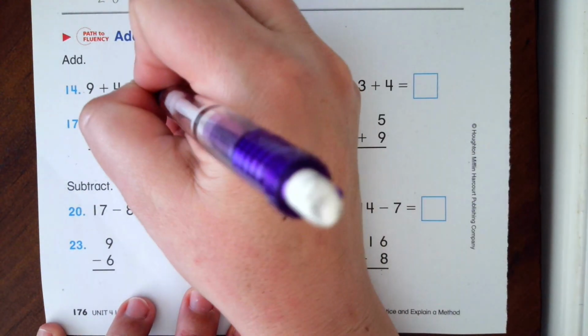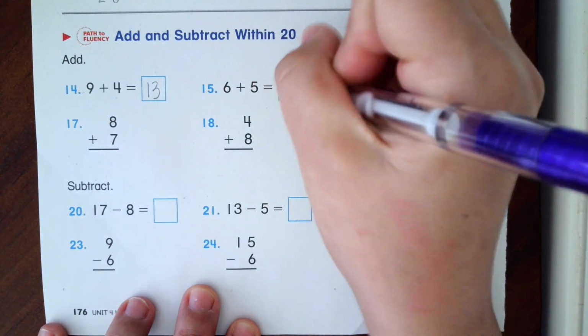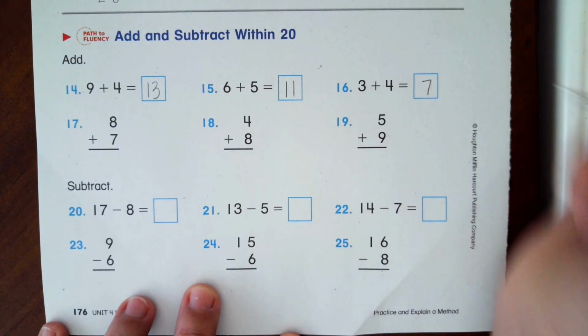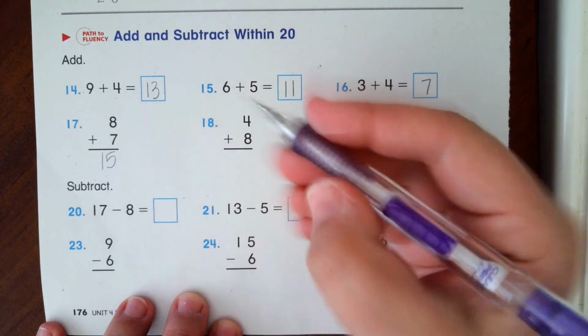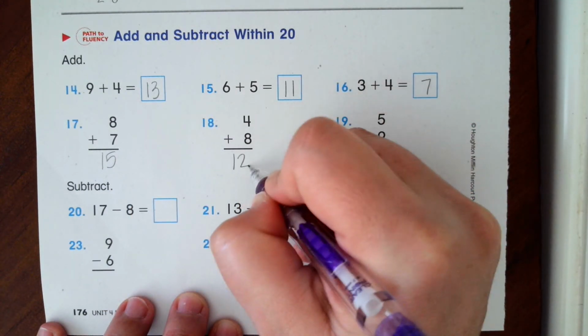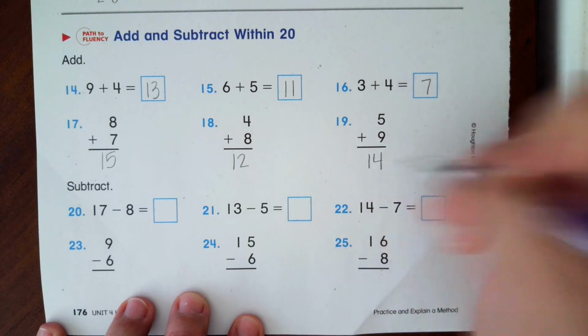9 plus 4 is 13. 6 plus 5 is 11. 3 plus 4 is 7. 8 plus 7 is 15. 4 plus 8 is 12. 5 plus 9 is 14.